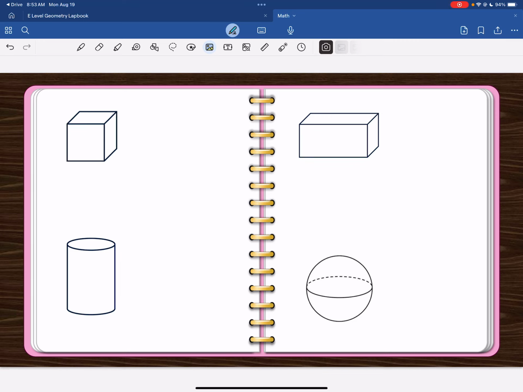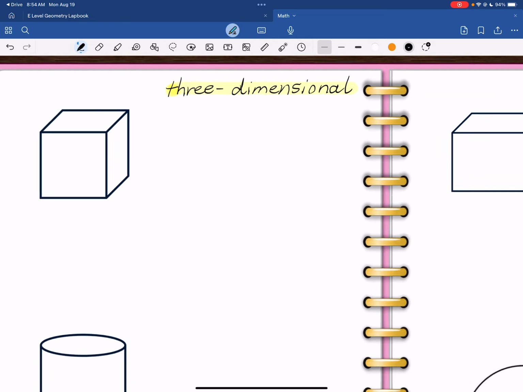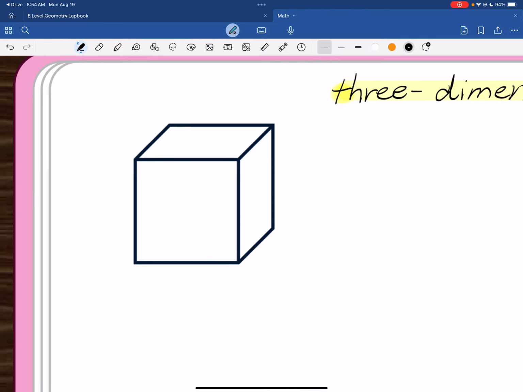Here we are looking at three-dimensional shapes. So actually these are not shapes, these are three-dimensional solids. And the three dimensions that we're looking at are length, width, and height, at least in most of these. With the sphere, it's a little different. But these are three-dimensional solids. And the first one that we are looking at is called a cube.